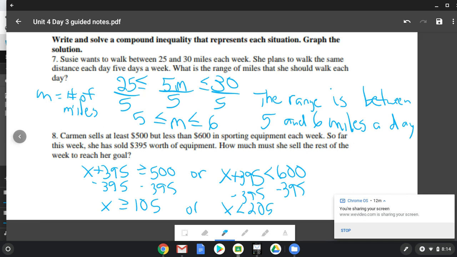We would say she has to, so was it Carmen? Has to, what is it? Is it sell? Yeah. At least 105 and less than 205.